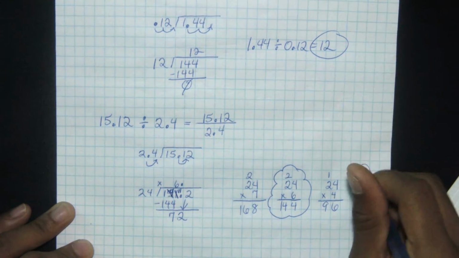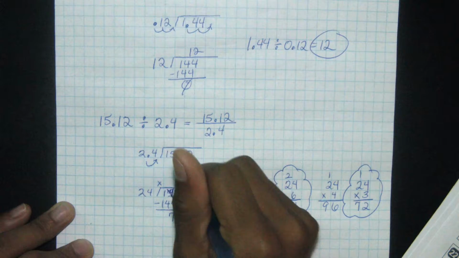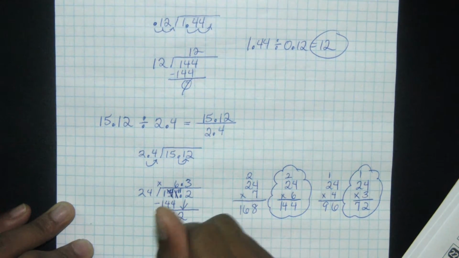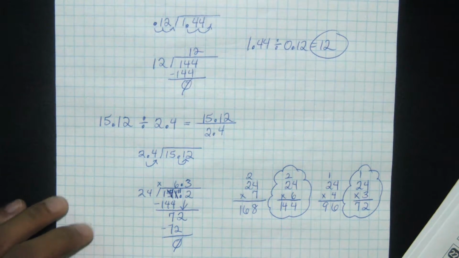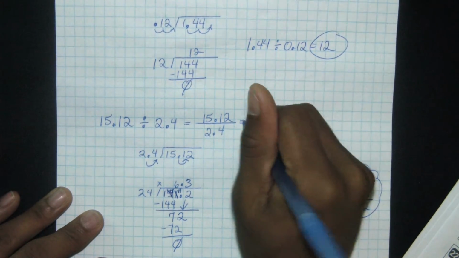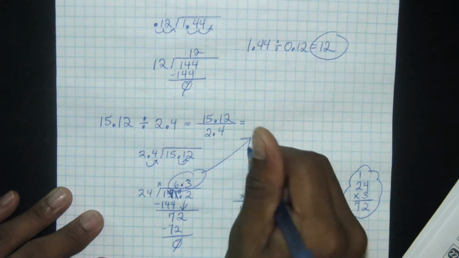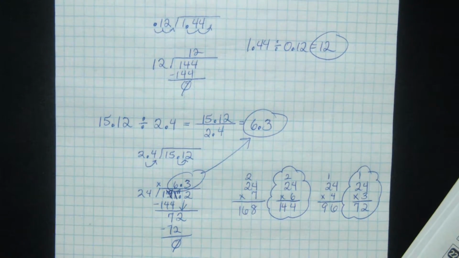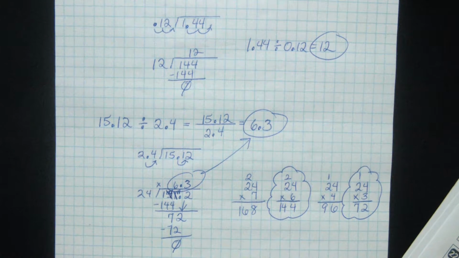So that's going to be times 3. We put the 3 here. Right, 72, and we're subtracting. That gives us 0. So our final answer is right here. We're going to have 0.3. Final answer. 6 and 3 tenths. Okay? So either 6.3 or 6 and 3 tenths. All right? So that was dividing decimals.